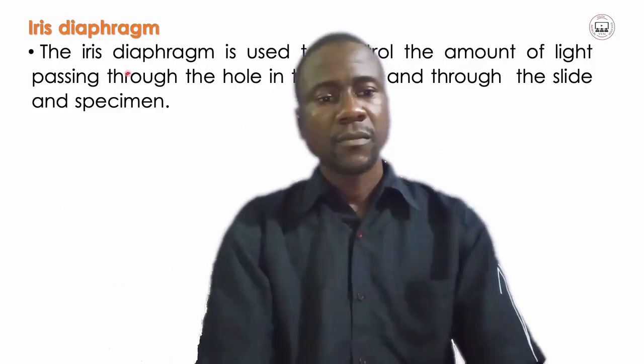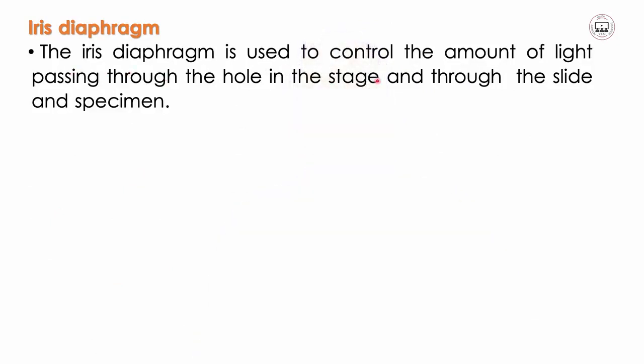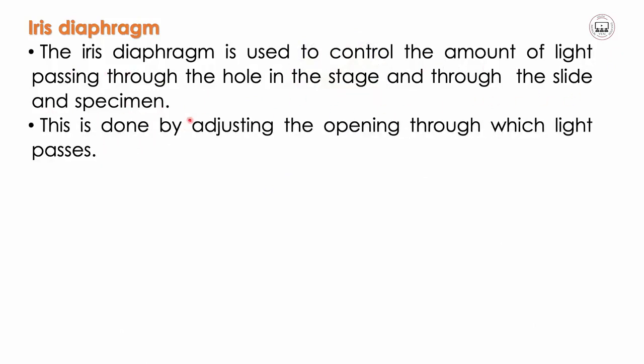The iris diaphragm. The iris diaphragm is used to control the amount of light passing through the hole in the stage and through the slide and the specimen. This is done by adjusting the opening through which light passes.